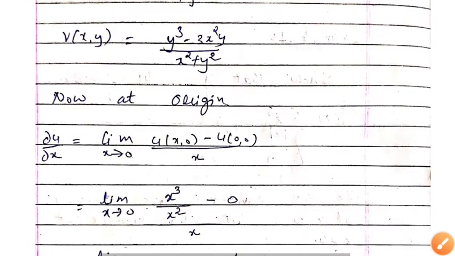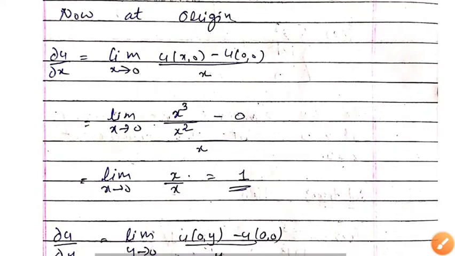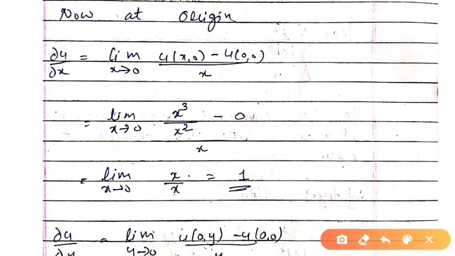Now for the CR equation we are using one different formula because here it is asked at the origin. So for this you have to remember this formula. We will take one by one. First we will find del u by del x. Remember this formula, it is very simple.